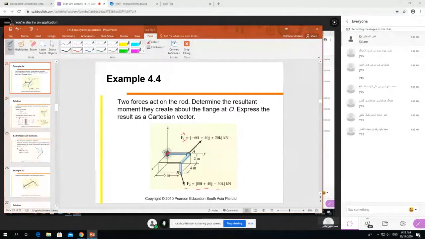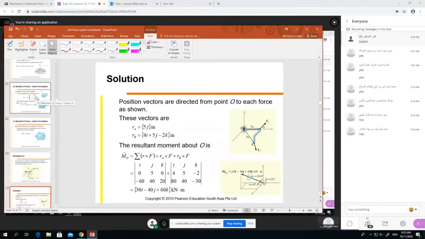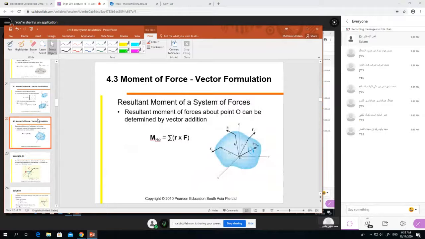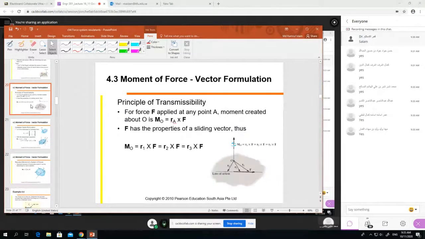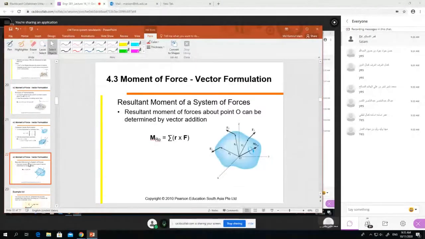First we have to find the R value. We just learned in the previous slide that if there are two or three forces working, somewhere the summation of the moment is the resultant moment.